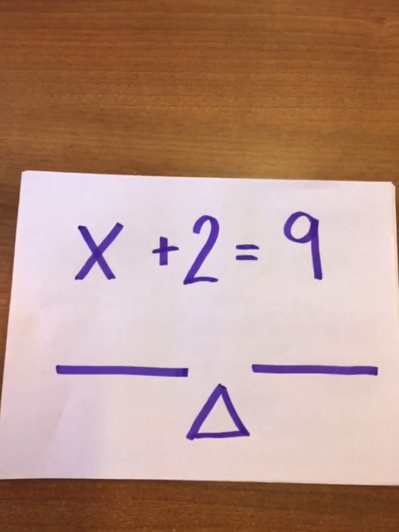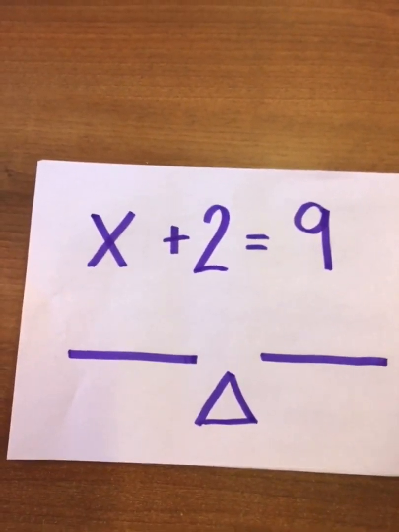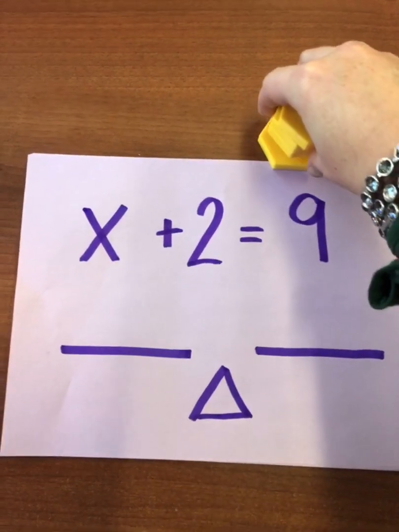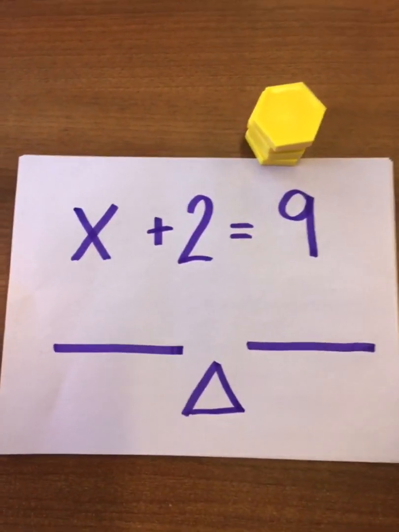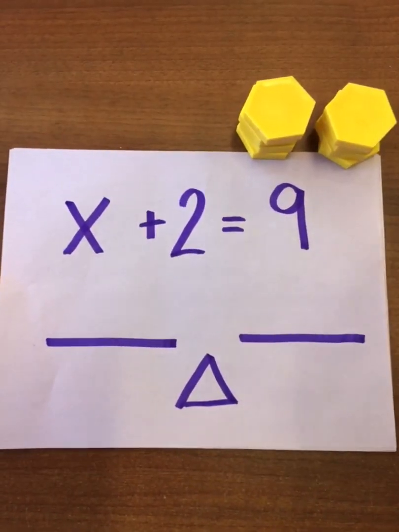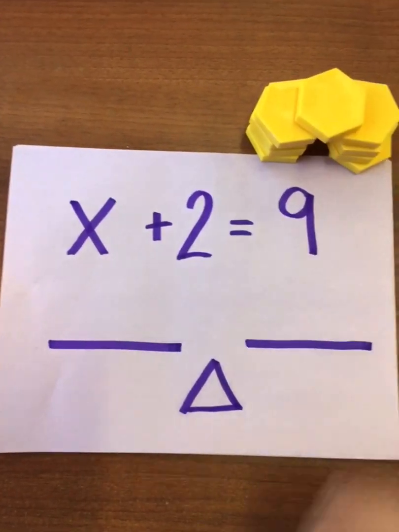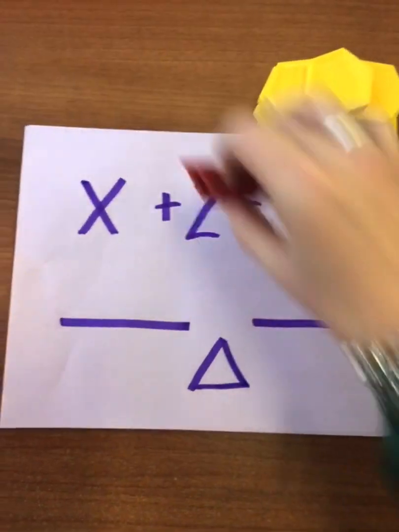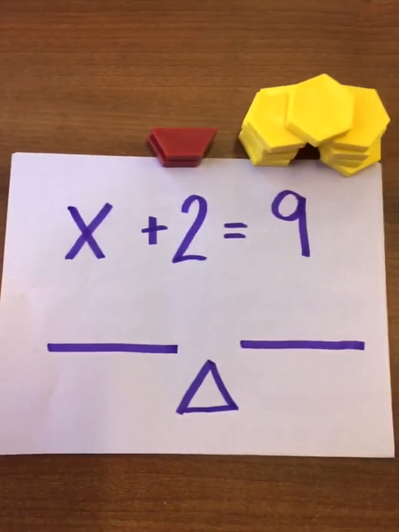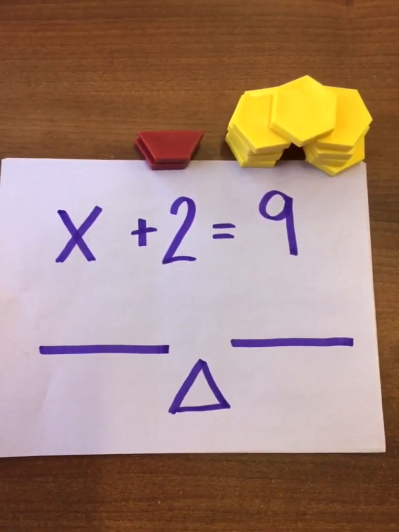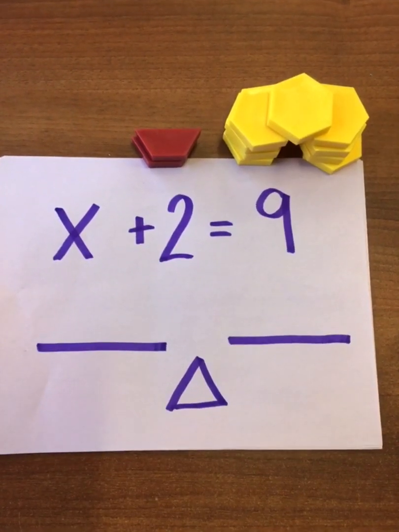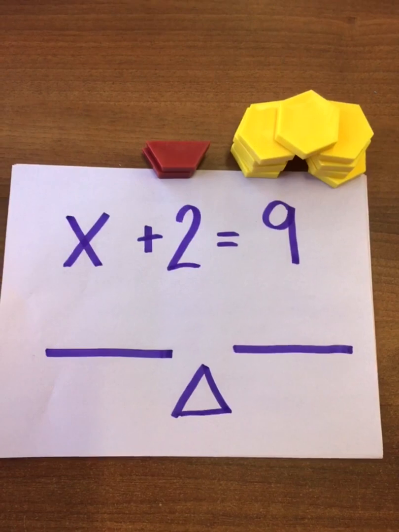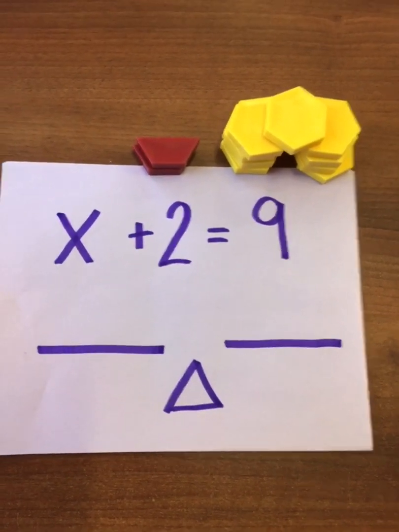So I'm going to go ahead and do this using some counting manipulative shapes. Over here, I am going to place 9 yellow hexagons, okay? And on the left side, I am going to place 2 shapes. So I have to figure out how many shapes I need to make 9.